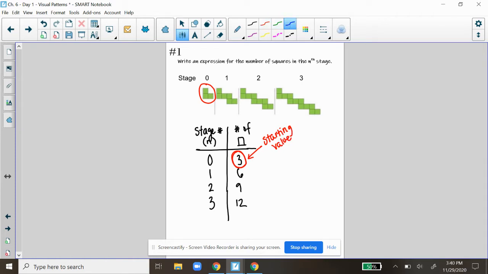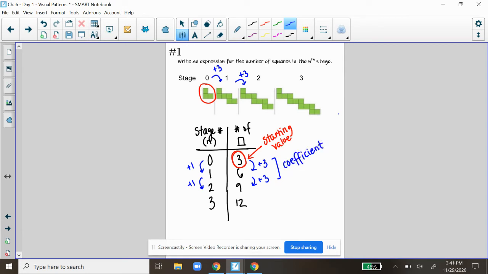The other important thing to consider is to see how much it's growing by. So notice that as I increase the stage number by 1 each time, the number of squares you can see is increasing by 3. Notice up here you can see it too. I'm adding 3 squares. I add 3 squares, etc. This blue value we are going to call our coefficient.